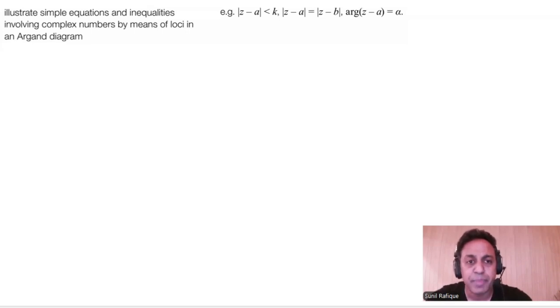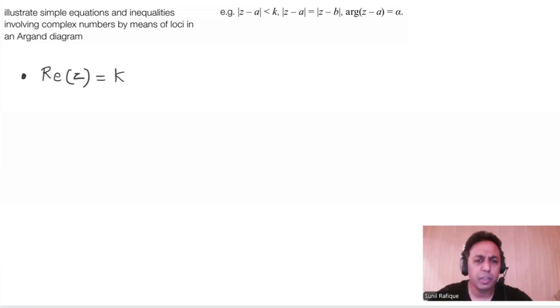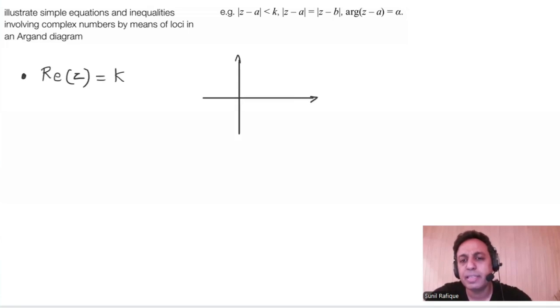Okay, let's get started. So the first thing you must be familiar with is something like this. If this is written somewhere, real of z equals k, what kind of a locus is this? If you remember from the Argand diagram, the real part is the x coordinate of the point, and the imaginary part is the y coordinate of the point. This is the Argand diagram.